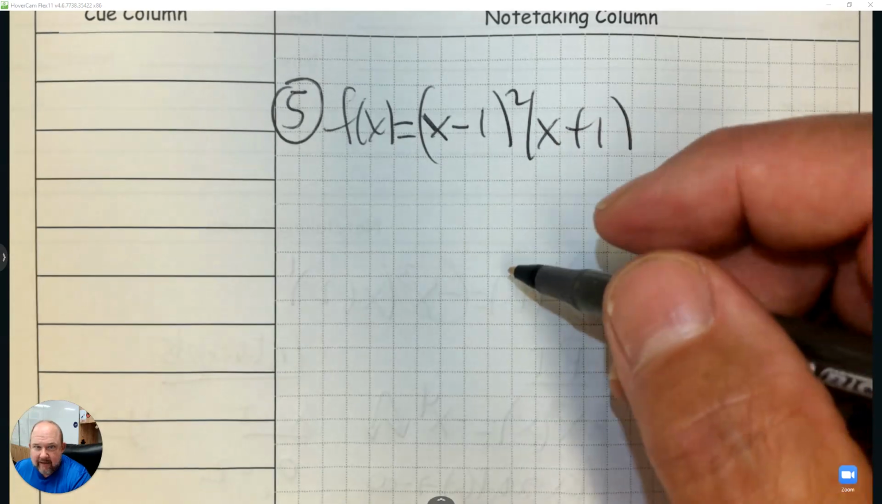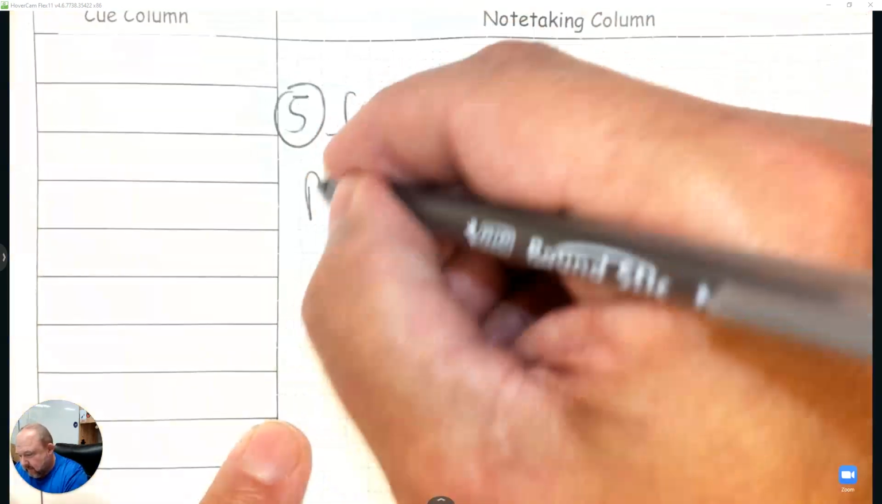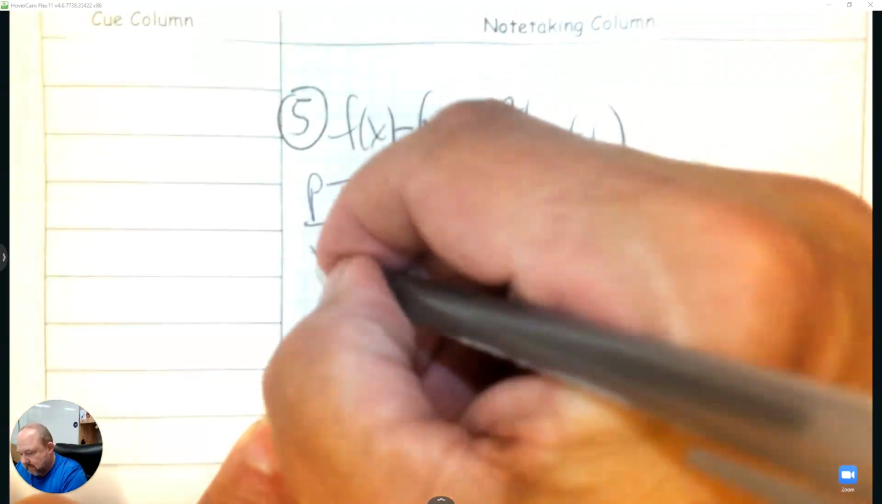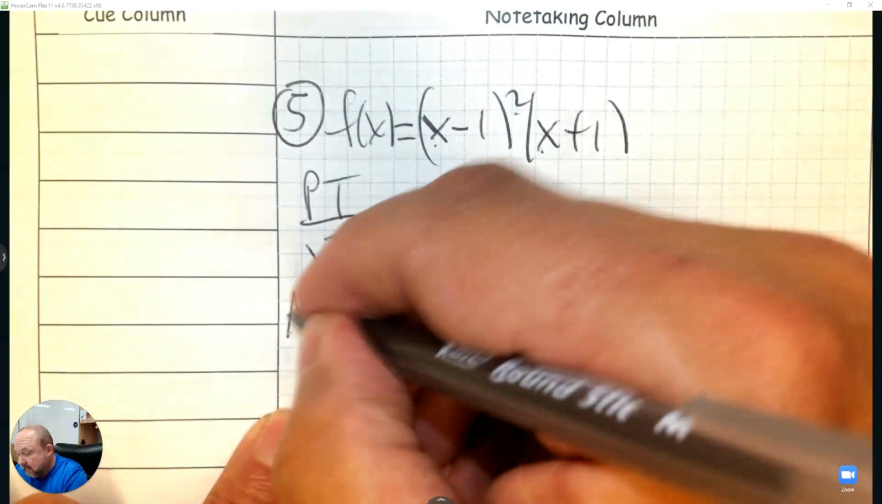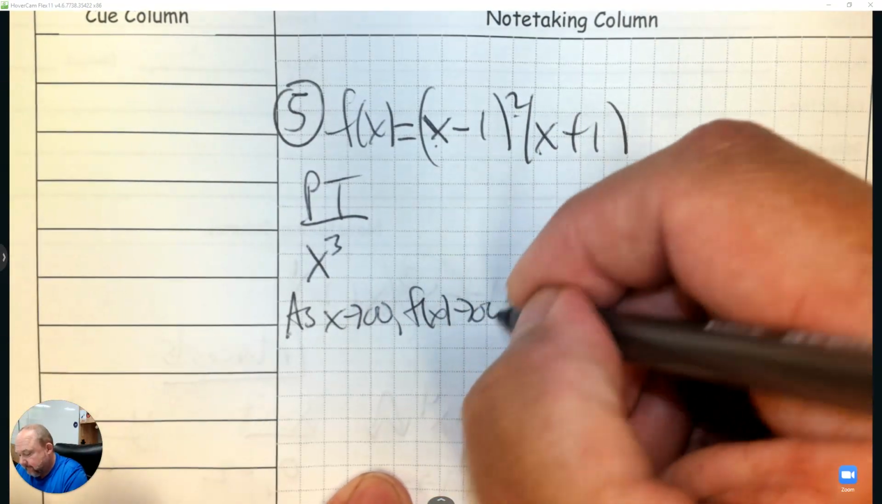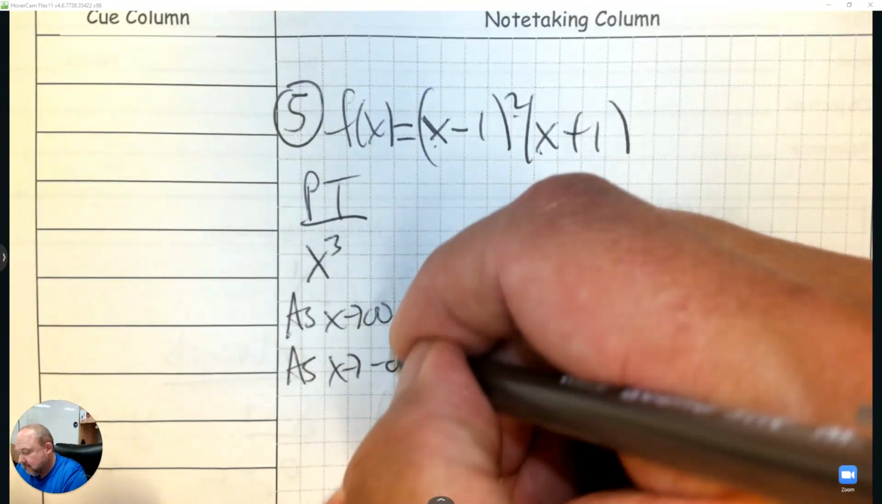All right, let's graph number 5 together. I want to know the power term. So we have x squared times x. I'm just going to put that together. That's x cubed, which means the right end is going up and the left end is going down.